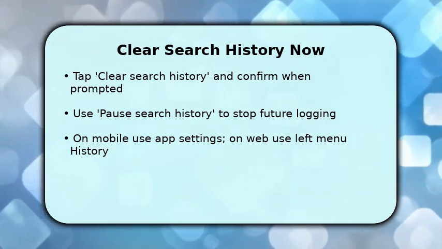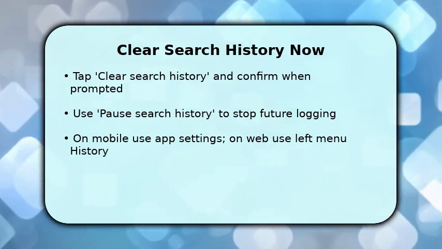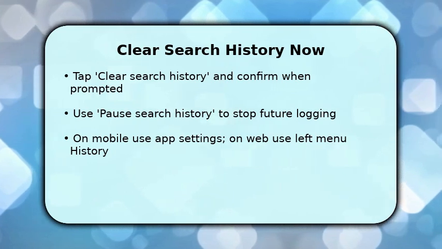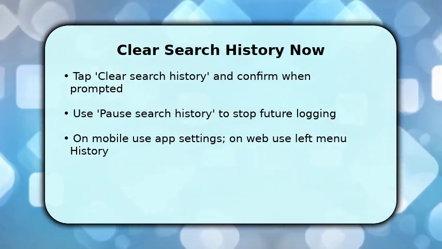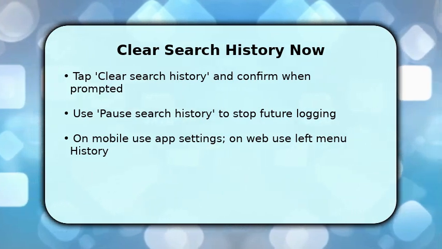If you are on mobile, access these options in the app settings. On desktop, use the left-hand menu and click History to find the same controls. Make sure you understand that clearing is irreversible for past entries, though future searches are unaffected unless paused.